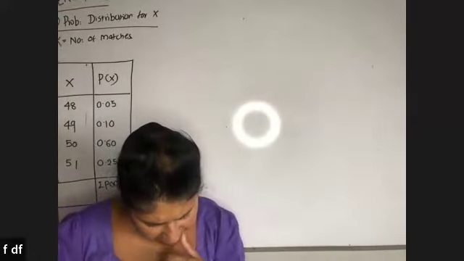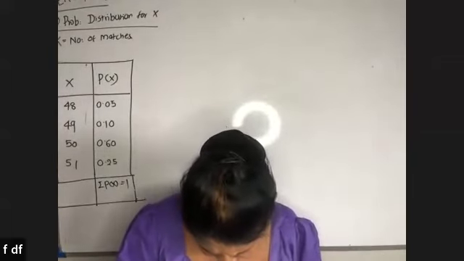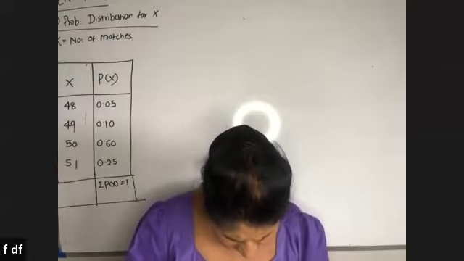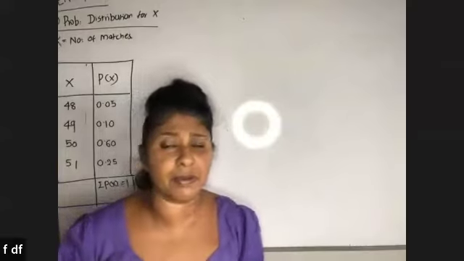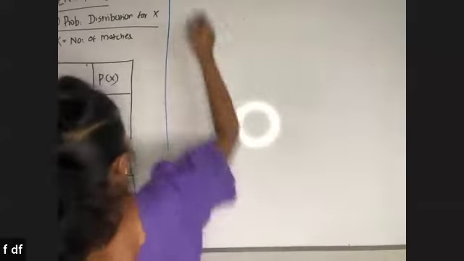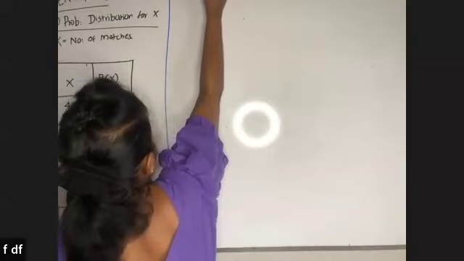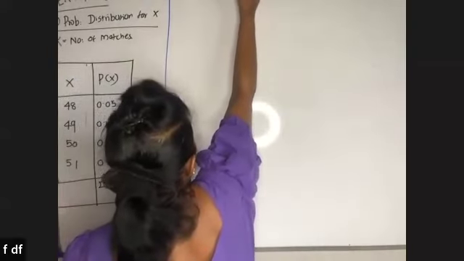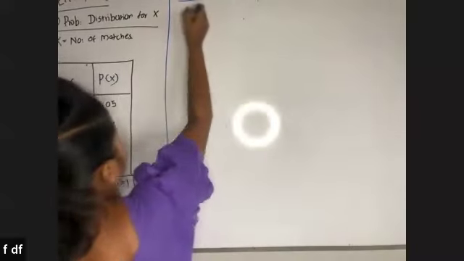So what is the second answer? Evaluate expected value and variance. How do we calculate expected value and variance? We have to add the necessary columns. Now look at your answer number 2, expected value and variance. Now add your necessary columns. For expected value only one column.